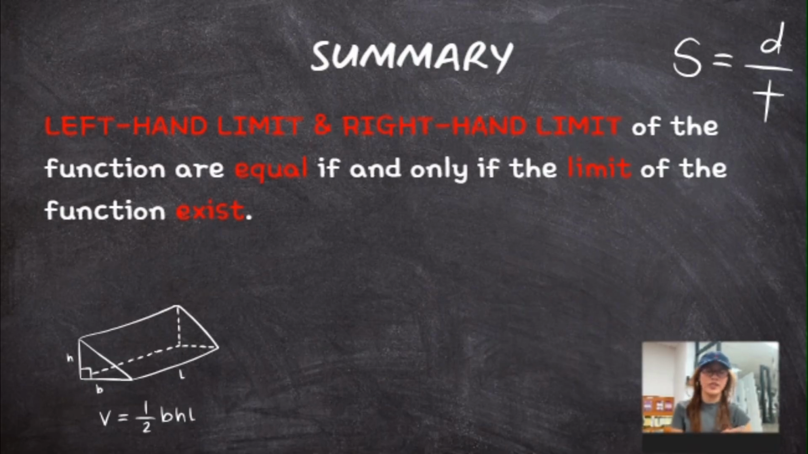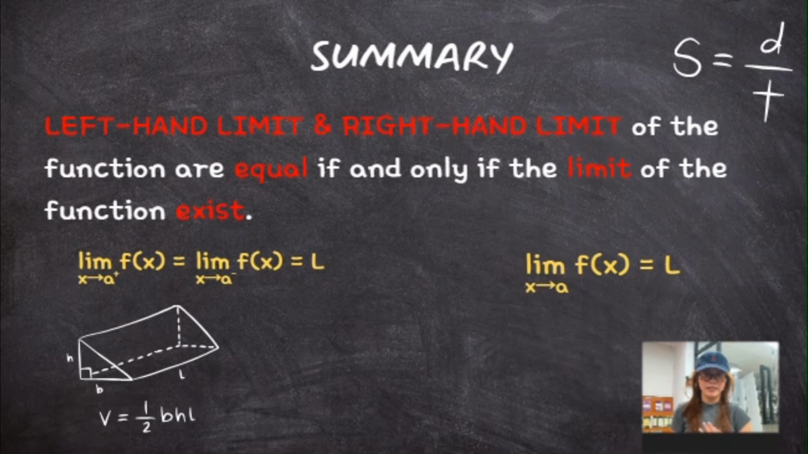So here's the idea of the existence of a limit. If the left-hand limit and the right-hand limit are equal, if and only if the limit exists.